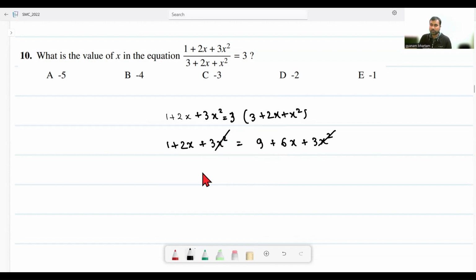Okay, all the numbers on one side and the variable on the other side. So 1 minus 9 equals 6x minus 2x, which gives minus 8 equals 4x. So x is going to be negative 2. This is quite a direct question.